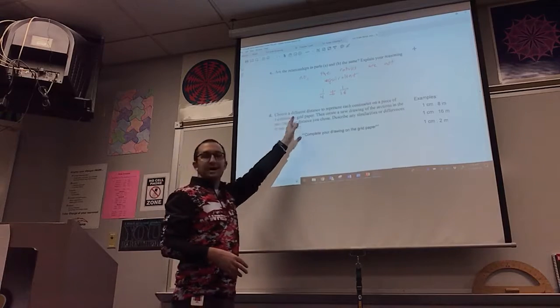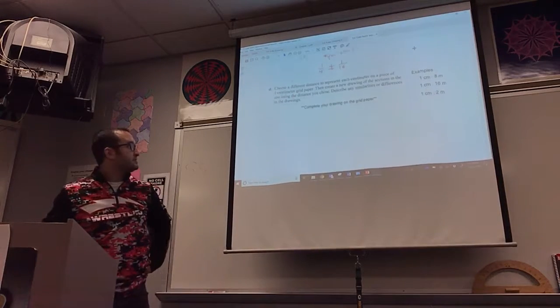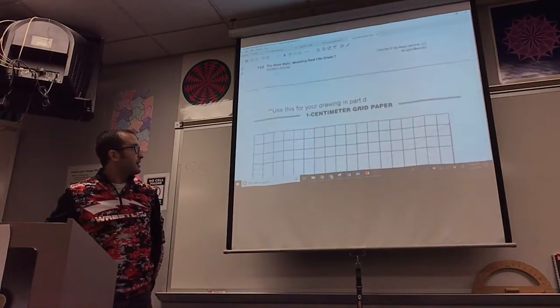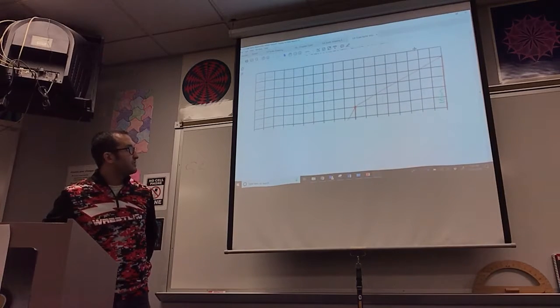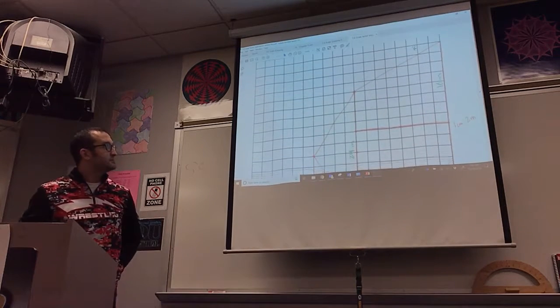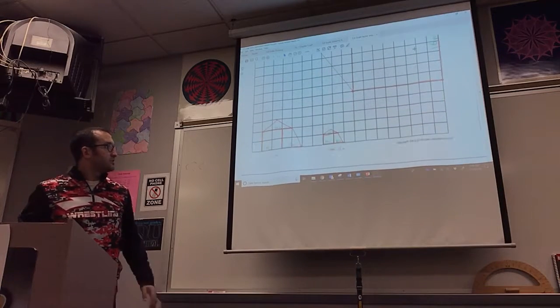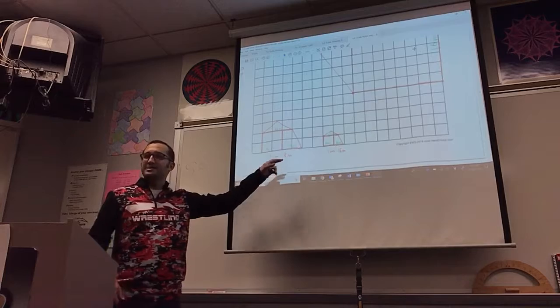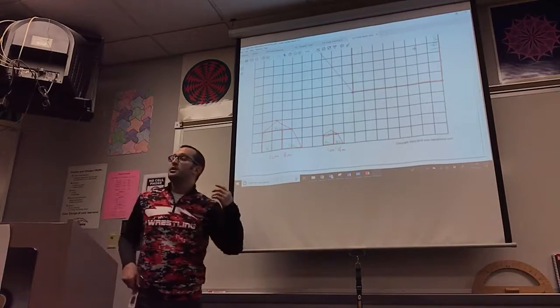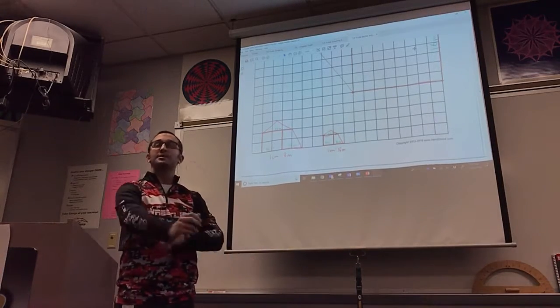So what we're going to do is, so you had that centimeter paper. And these are some of the possible answers that you could have gotten, some of the possible drawings. So notice this is the 1 to 8 scale. The 1 to 8 scale would be 1 centimeter on here represents 8 meters.